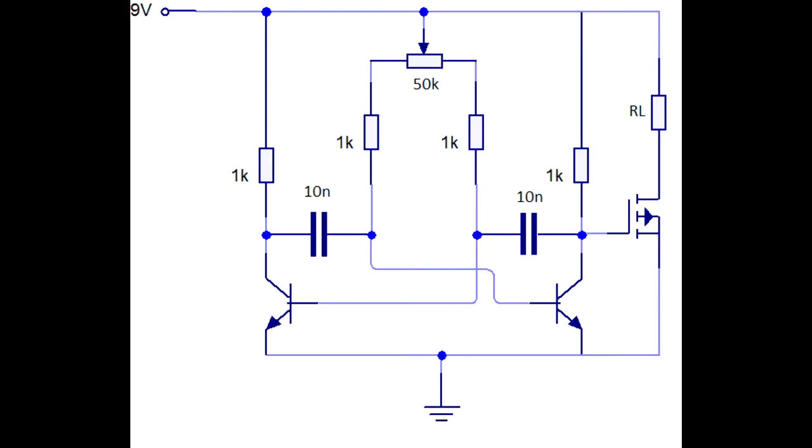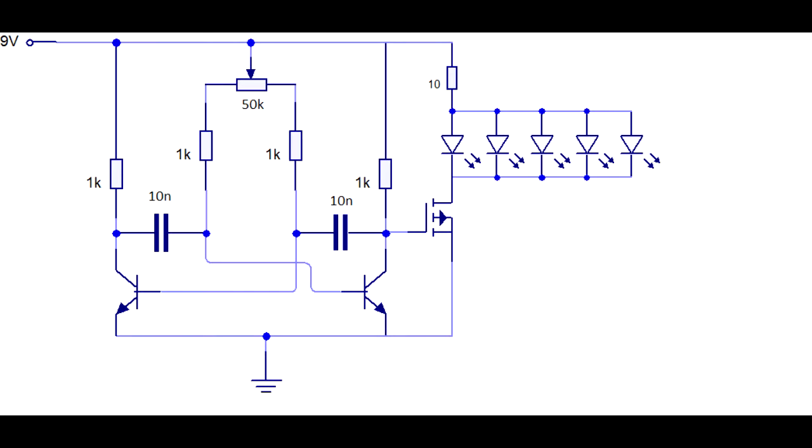Now, with a potentiometer, if we turn left, the left capacitor can charge very quickly and the other more slowly, and if we turn right, the opposite will happen. Alright, here's my final circuit design for our desktop lamp. Here are my 5 LEDs and a resistor as a current limiter and my MOSFET. Be sure to connect the gate, the drain and the source correctly.